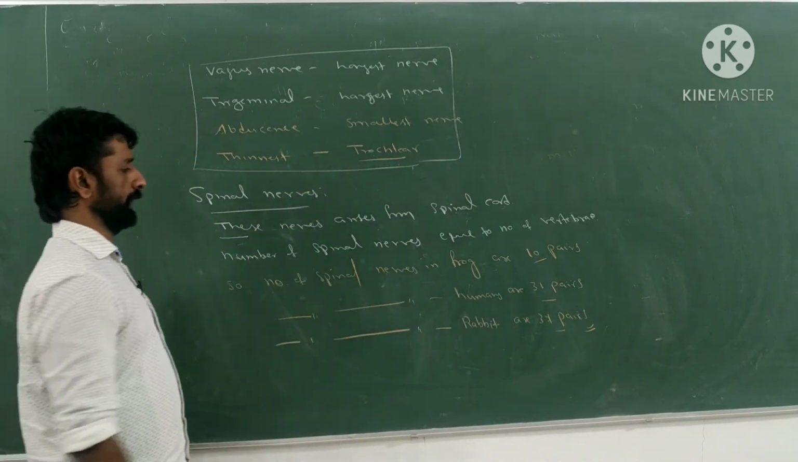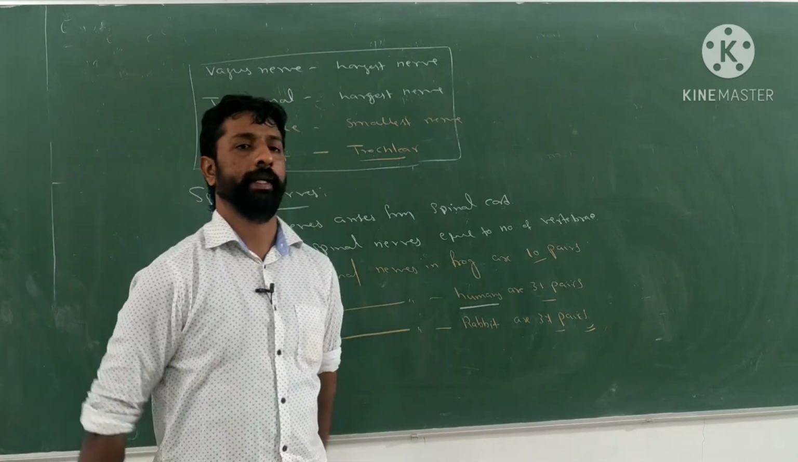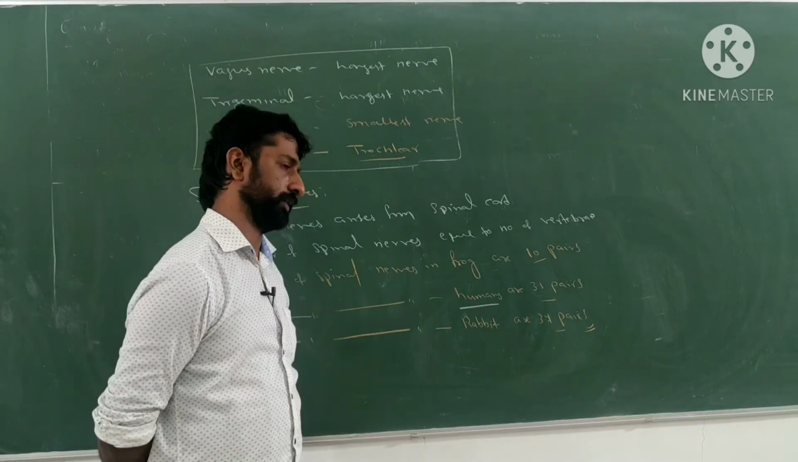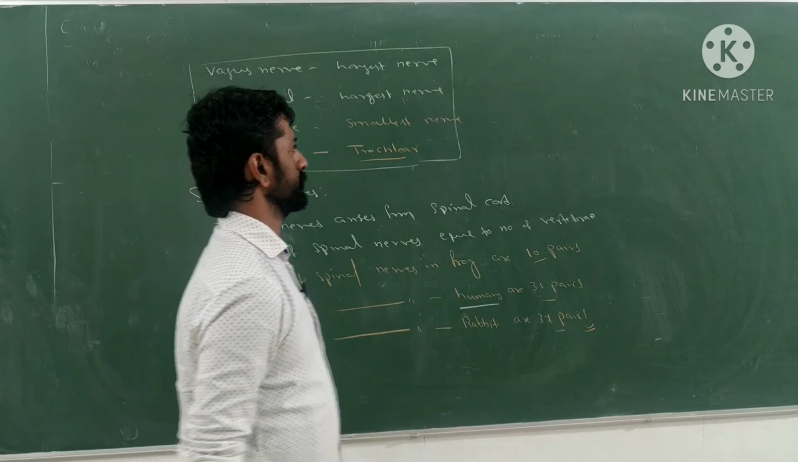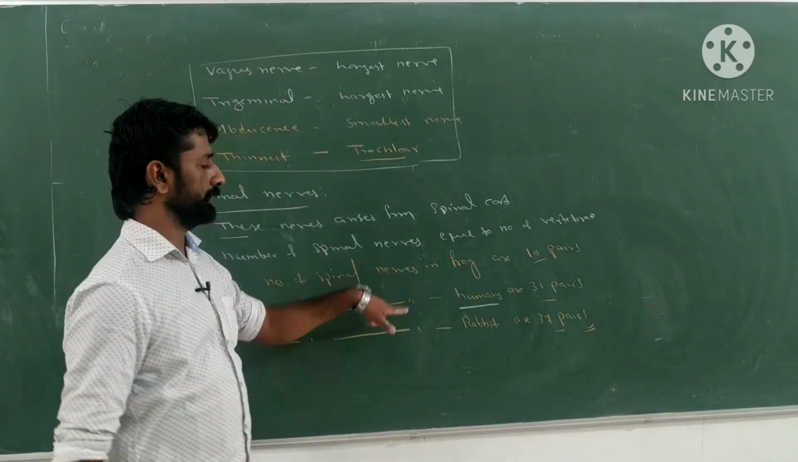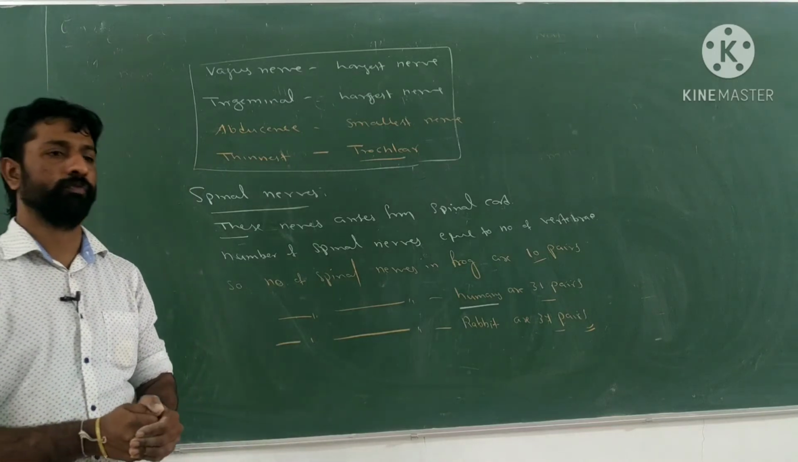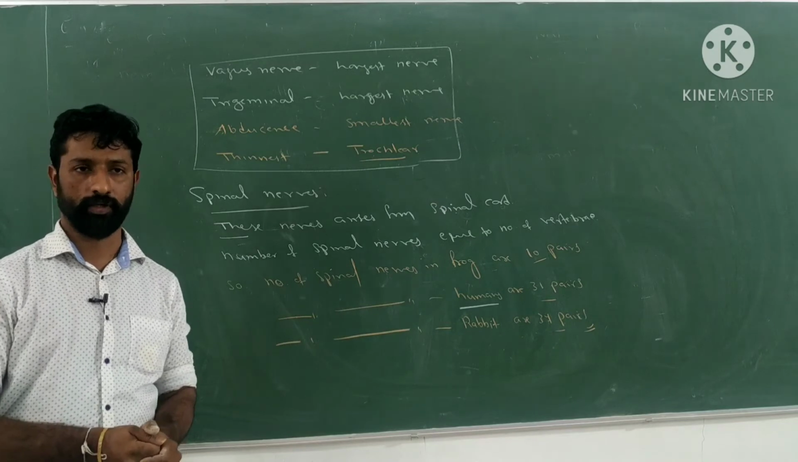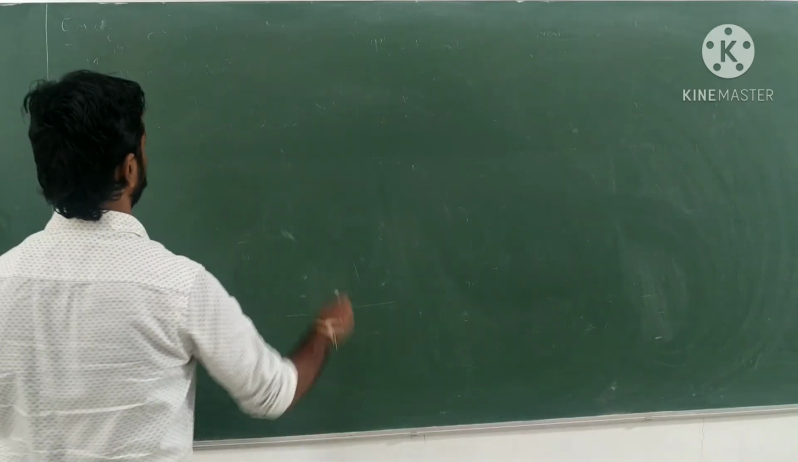Okay, particularly in human beings, these spinal nerves are named according to their location. So where they are arising, or in which part of the vertebral column they arise. Based on their location, these spinal nerves are given different names. What are those names of the spinal nerves, and from where are they arising? From the 26 vertebrae of the vertebral column.